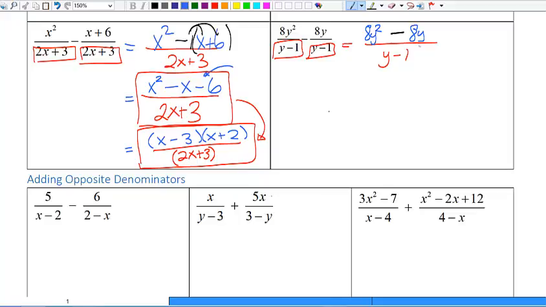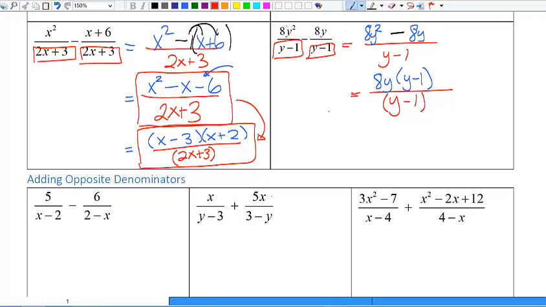So when do you need to put parentheses around it? Well, when you have a subtract and when you have more than one term in the second fraction. Okay, let's finish this problem. So we got 8y squared minus 8y in the numerator. Now that doesn't combine like terms, but I could factor it out. So when I factor it, I get 8y as a GCF and then y minus 1.